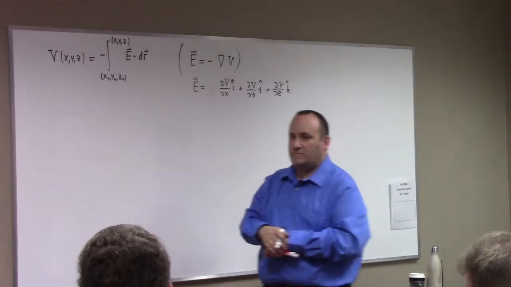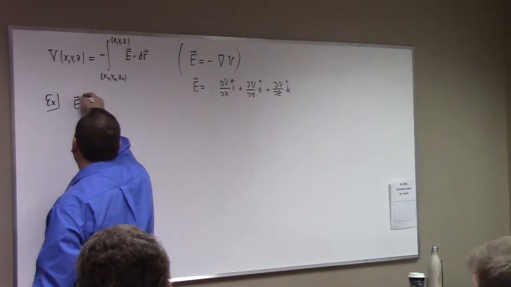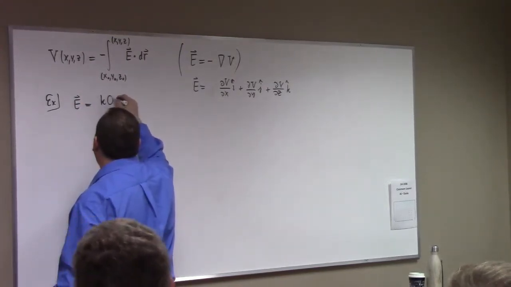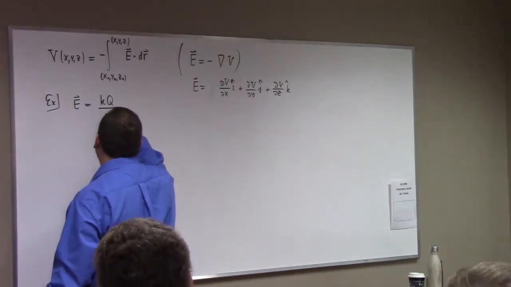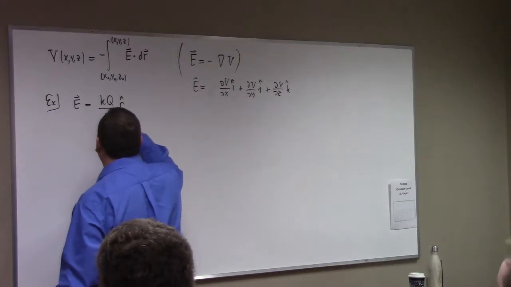Here, let me just check real quick. The electric field, suppose you have the Coulomb field, which is what? It's kq over r squared r hat. Well, I guess for us that would be rho squared rho hat.